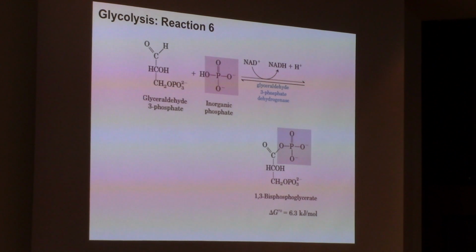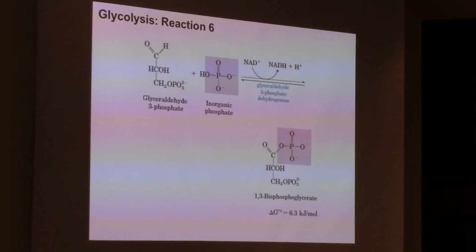So what we have here then is we're going to make this compound, the 1,3-bisphosphoglycerate, and we're doing two things. One of the things that we're doing is an oxidation reaction. And the second thing that we're doing is forming an acyl phosphate. So let me tell you about acyl phosphates.